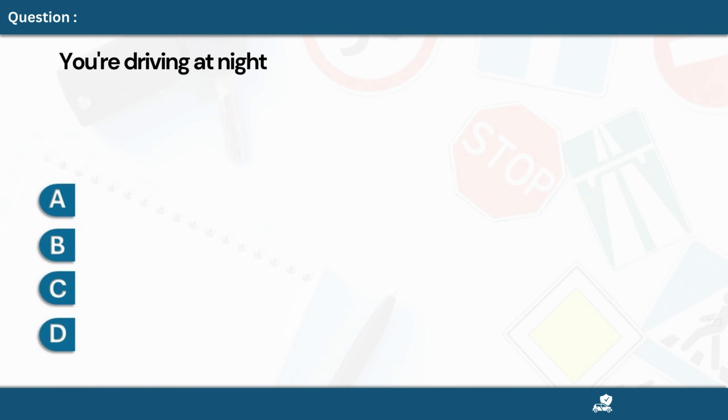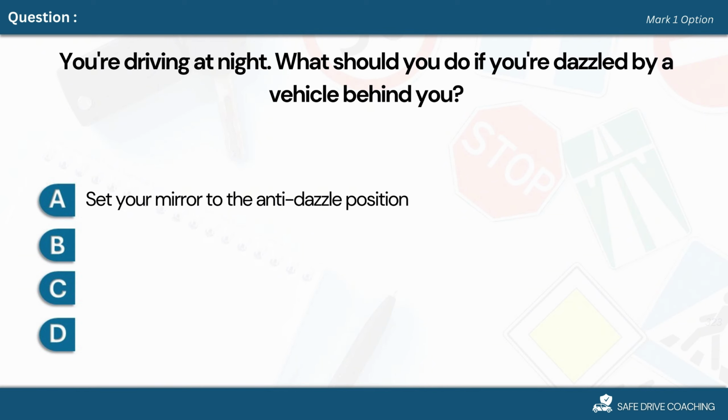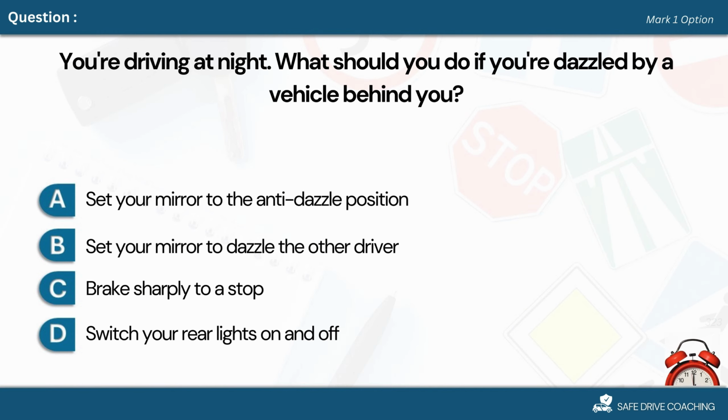You're driving at night. What should you do if you're dazzled by a vehicle behind you? A. Set your mirror to the anti-dazzle position. B. Set your mirror to dazzle the other driver. C. Brake sharply to a stop. D. Switch your rear lights on and off. The correct answer is A. Set your mirror to the anti-dazzle position.